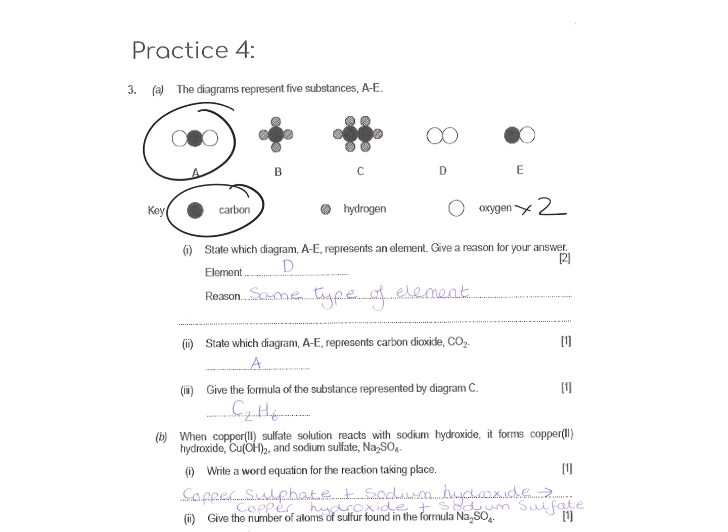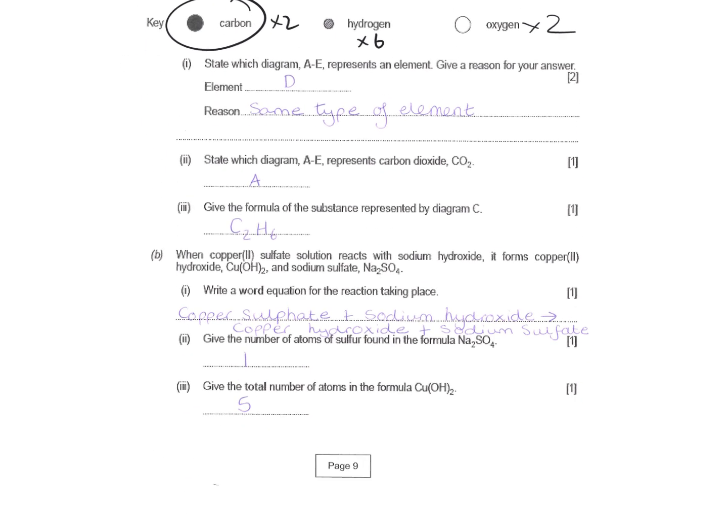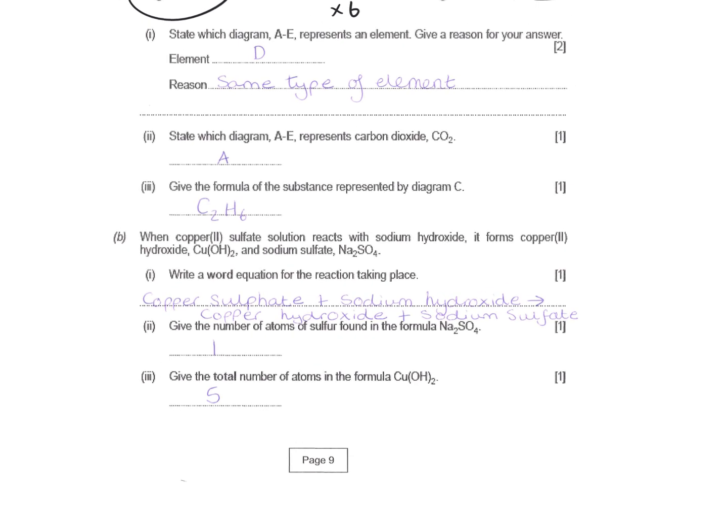Give the formula of diagram C. So we've got 1, 2, 3, 4, 5, 6 hydrogens, and we've got 1, 2 carbons. Write a word equation for the reaction taking place. So copper sulfate reacts with sodium hydroxide to form copper hydroxide and sodium sulfate. Nice, easy question. Number of sulfur atoms, there's only one. Remember, if there's no little number, it's one.